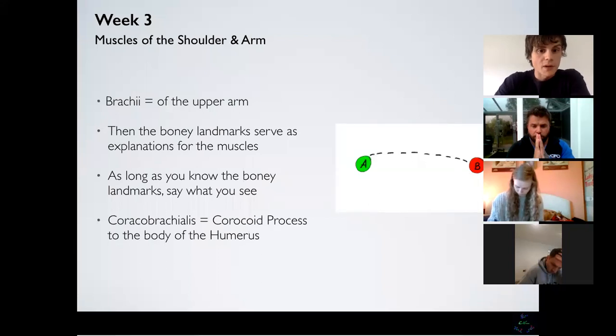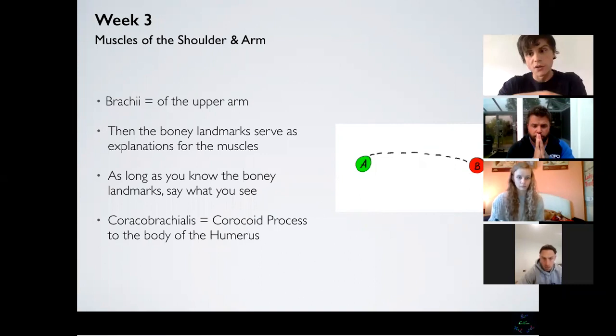Then the bony landmarks serve as explanation. So if we know the bony landmarks, it's one of those things, catchphrase, say what you see. If you know what everything's called on the bones, the muscles generally are named that. It goes from A to B. So if you think the Brachialis muscle, you've got the coracoid process in the shoulder, so in the scapula, sorry, and it's going into the body of the humerus.